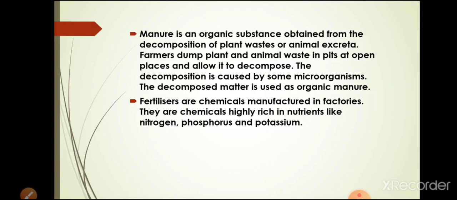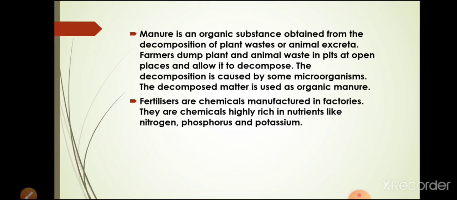Fertilizer is another way of enriching the soil with nutrients. Students, fertilizers are chemicals which are manufactured in factories, and these chemicals are highly rich in nutrients like potassium, nitrogen and phosphorus. The farmers use these fertilizers to get a better yield of the crops. What will happen if the farmer uses these fertilizers in excess? In that case, the soil can lose its fertility and it will cause water pollution.